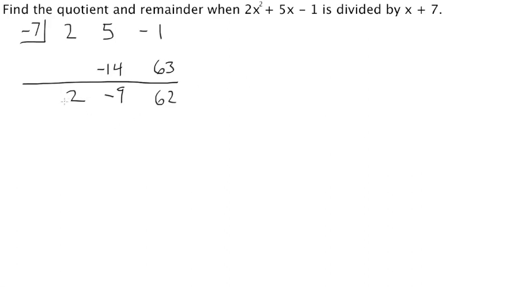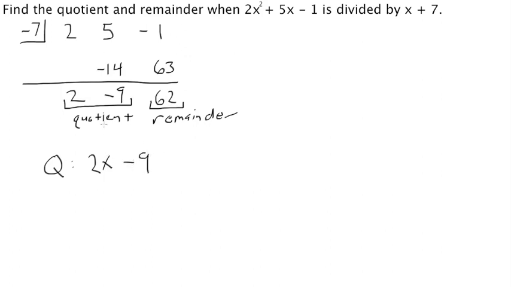I need to interpret my results a little bit, though. These numbers right here correspond to the quotient from my division. And this single number here is going to correspond to my remainder. So for my quotient, I look at my biggest power of x in the polynomial that I was dividing into. I'm going to take one less than that. So my biggest power here is x squared. So my first number here corresponds to the coefficient of x in the quotient. So 2x minus 9. That's my quotient. My remainder is just going to be this number, 62.